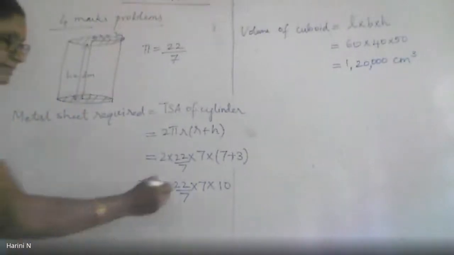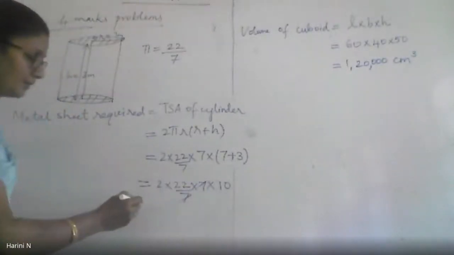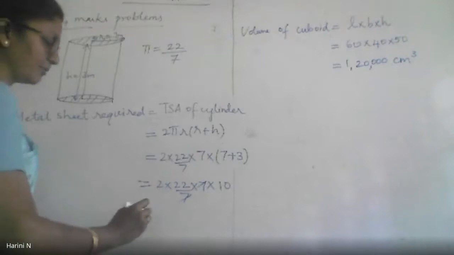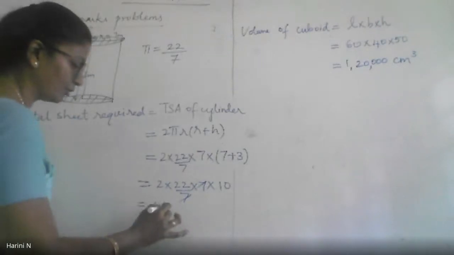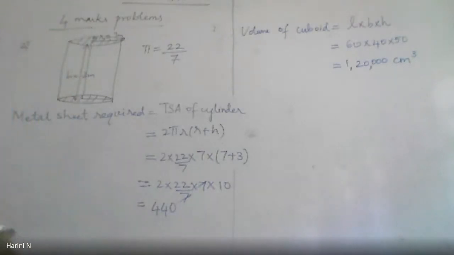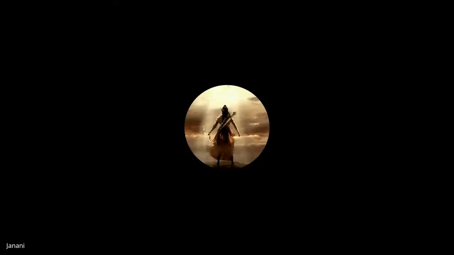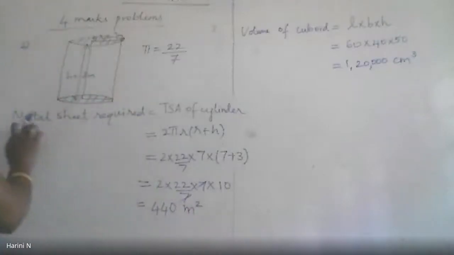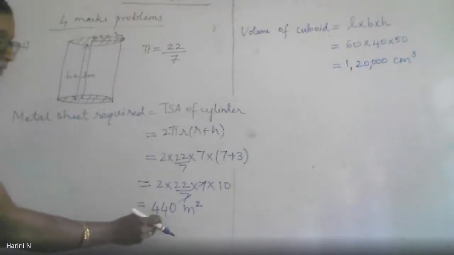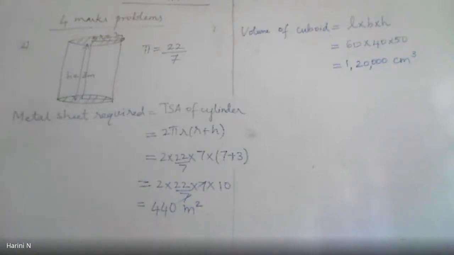Now what you can cancel, the 7 will go. You have 2 into 22 which will be 44. 44 into 10 will become 440. So many what? The radius and the height is given in meters. So your area will be in meter square. So this is the metal sheet required. You need 440 square meters of metal sheet to make the cylindrical container.